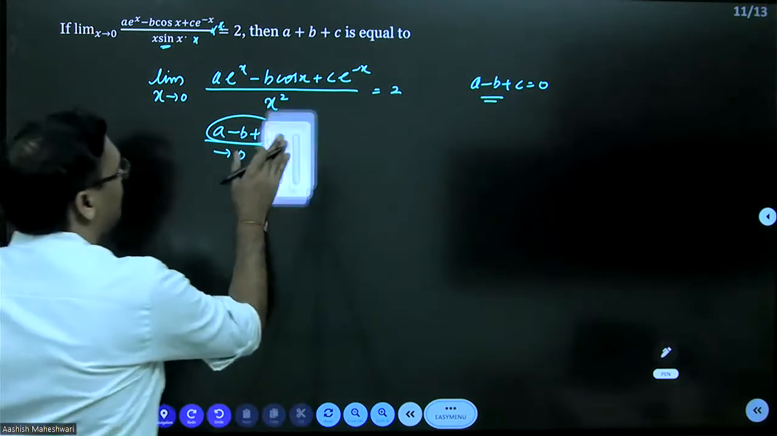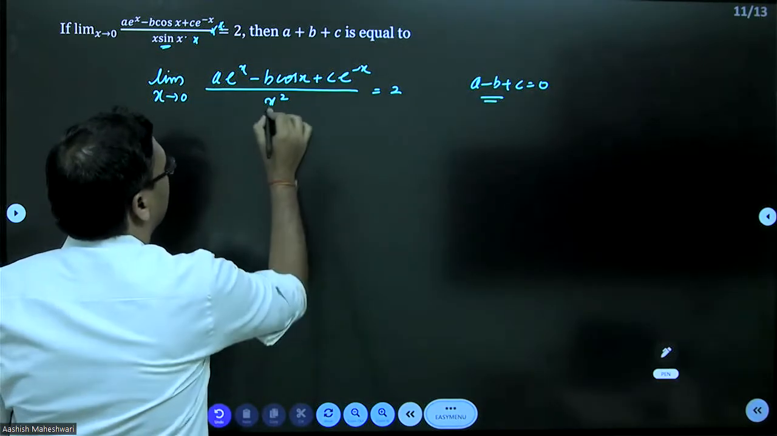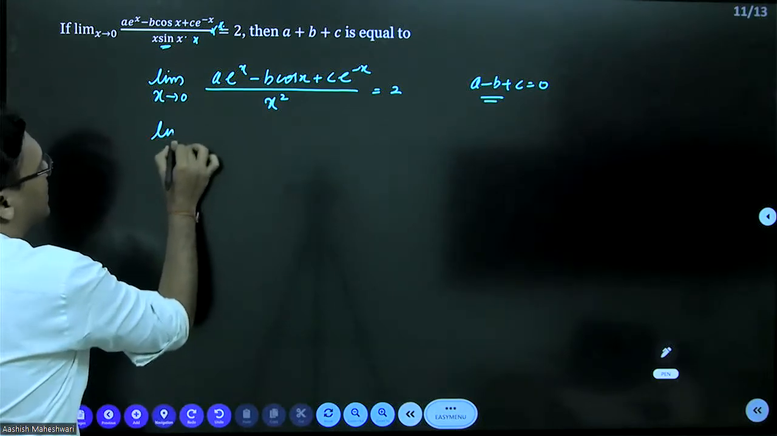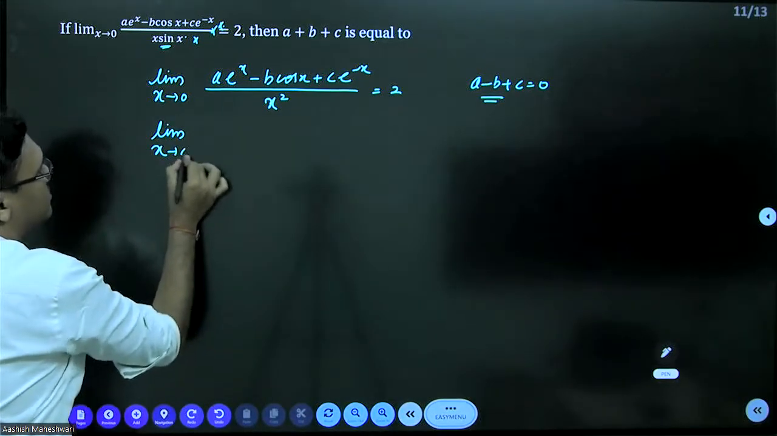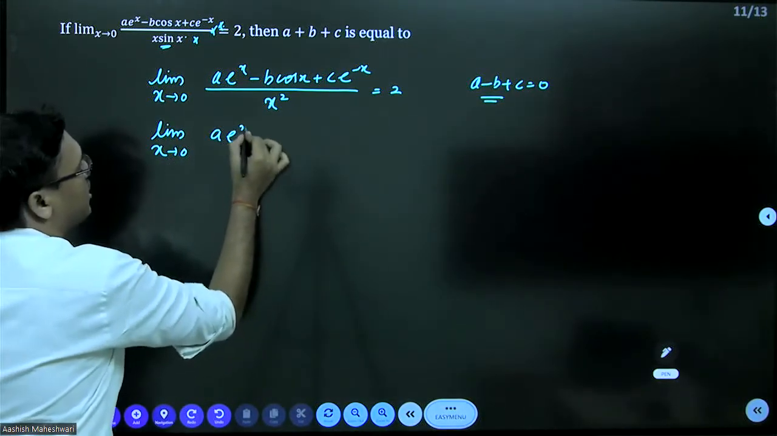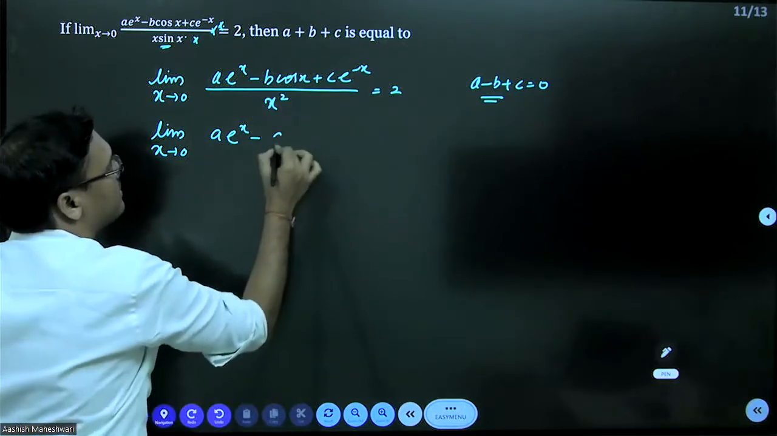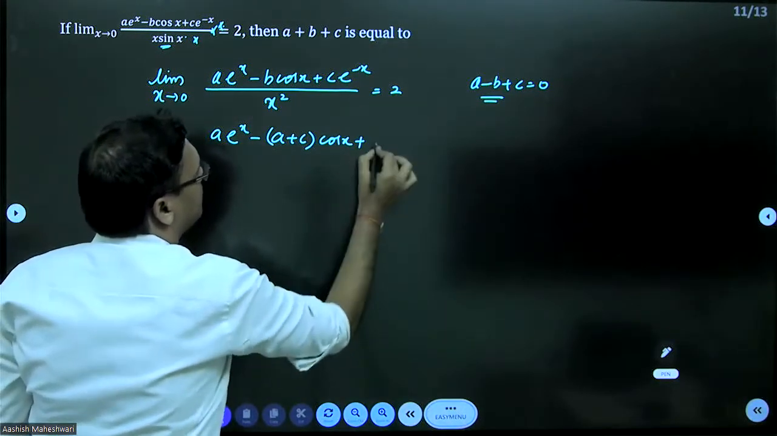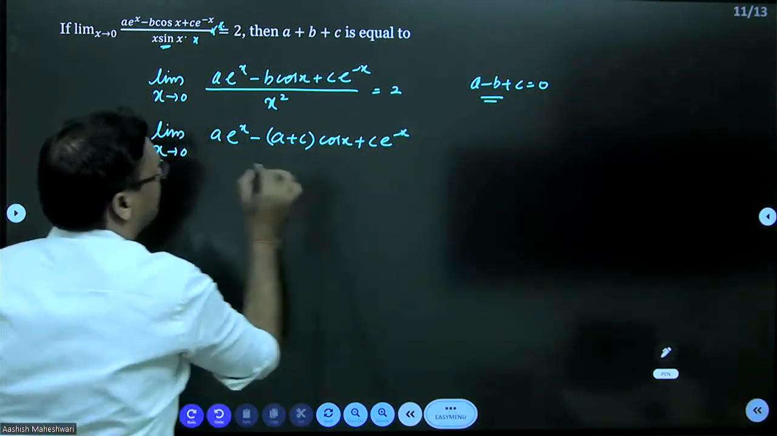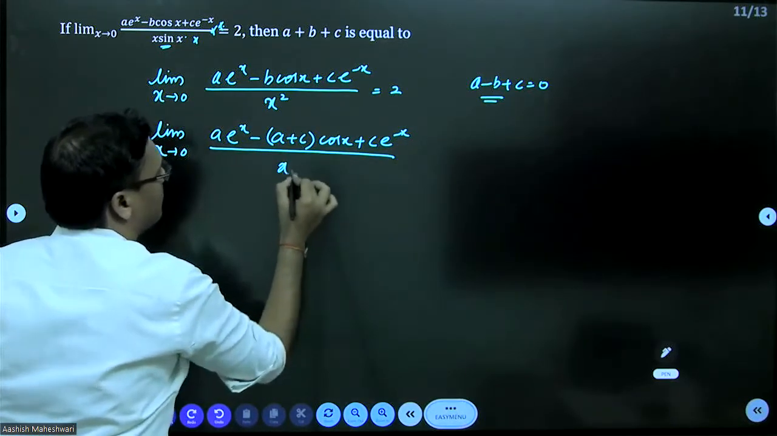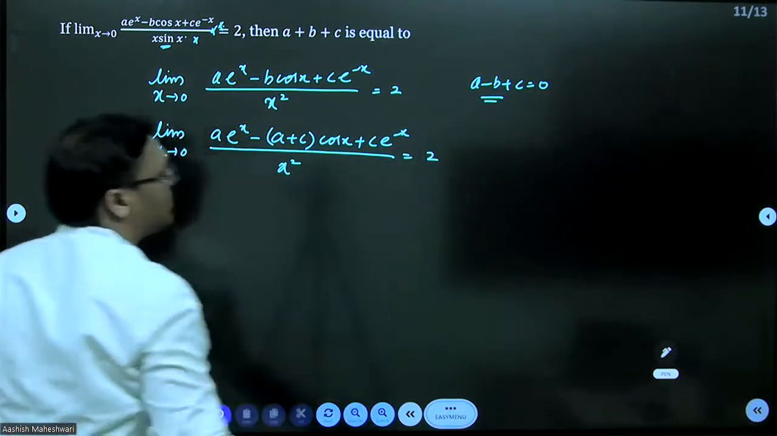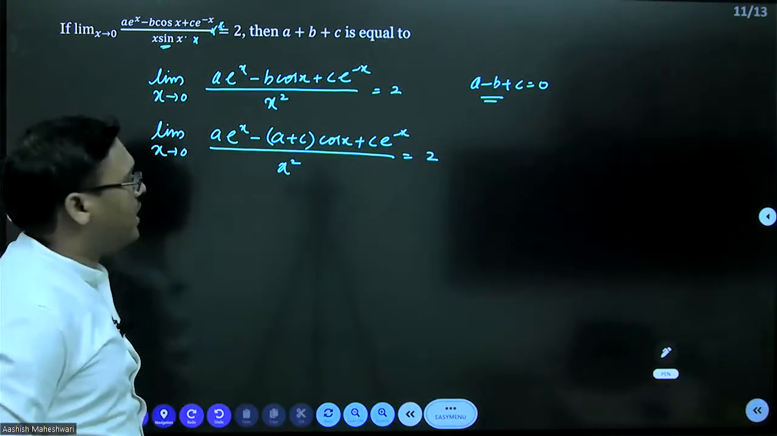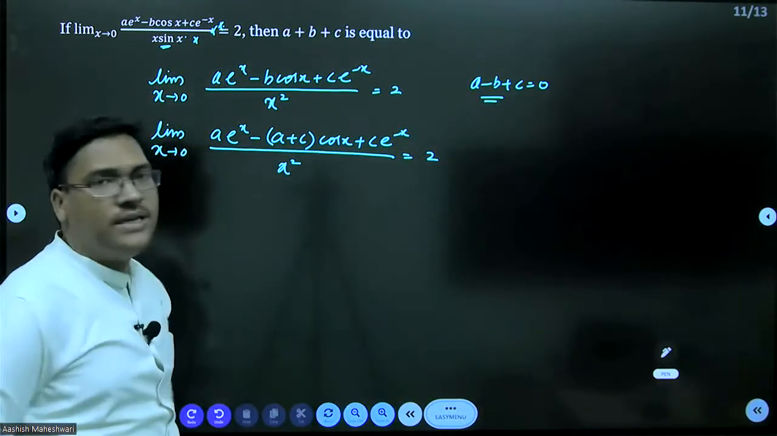Now see, we have said that a minus b plus c is equal to 0. So what you do is eliminate one variable. This is limit x approaches 0 of a e to the power x, and this b we have written as a plus c, plus c cos x plus c e to the power minus x, divided by x square, is equal to 2. Now you can see as x approaches 0, you check this is 0 by 0 form. Now how will you get the values of a and c?